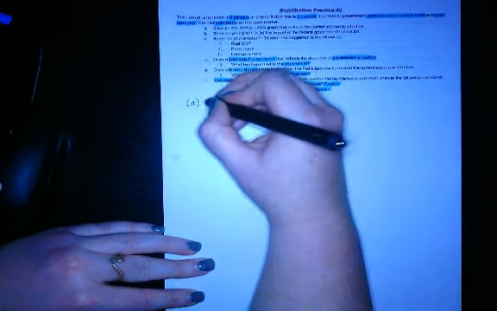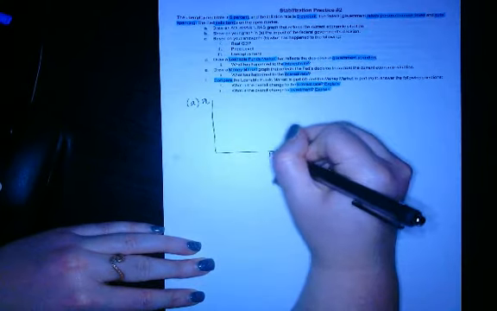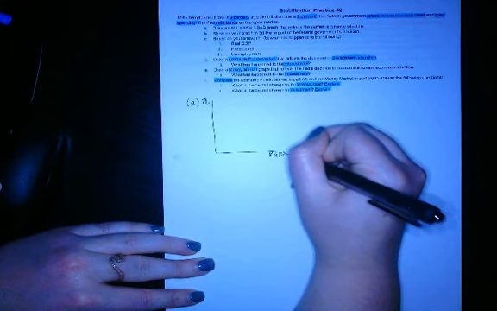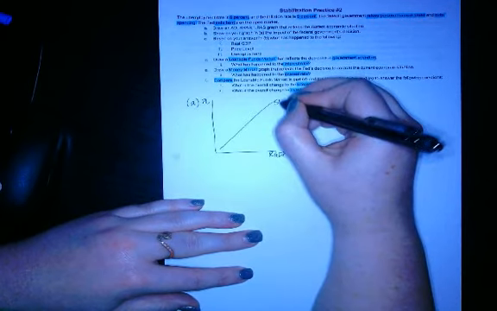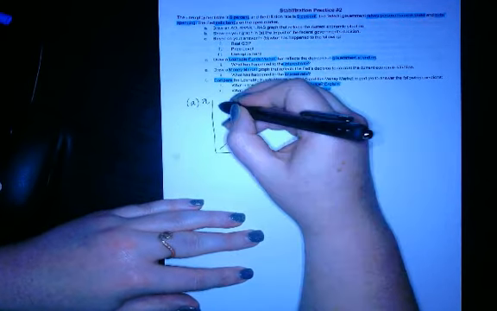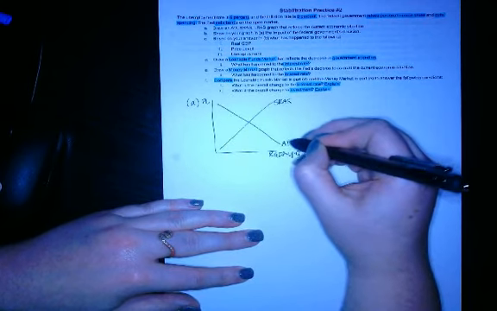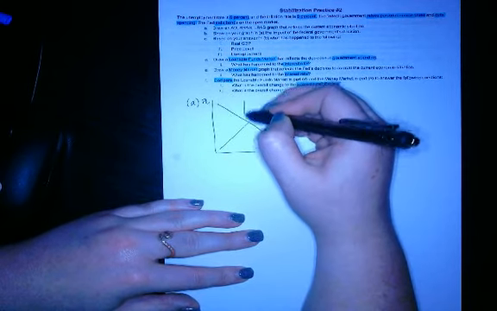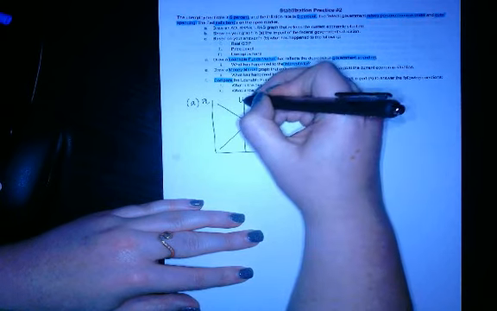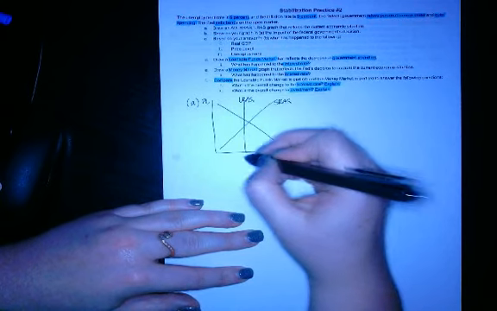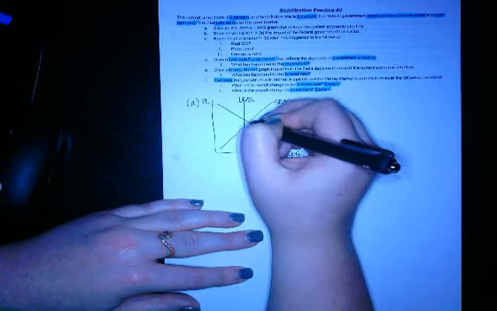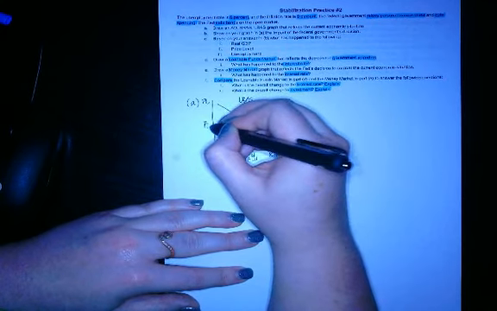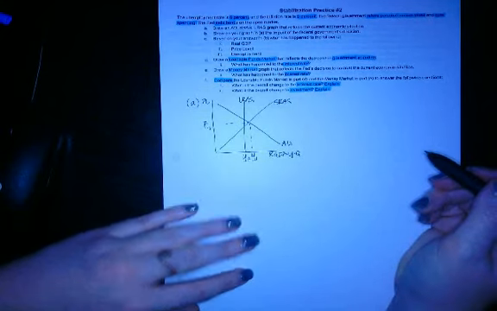So we have price level on the vertical, and then real GDP equals Y equals Q on the horizontal, and then we're going to create our teeny tiny inflationary gap. Okay, this is just a really small inflationary gap. Very small. We label that YF, and then we have Y1, and we have PL1. So we got A done.